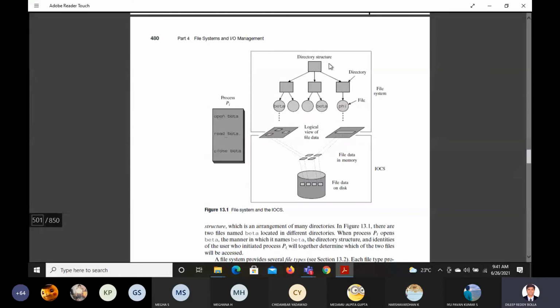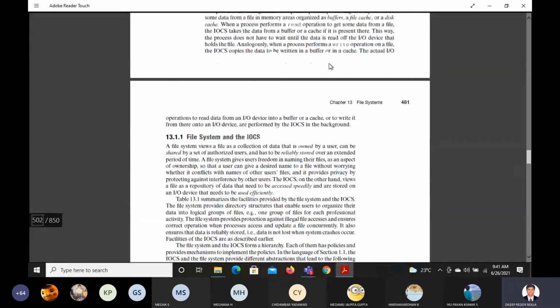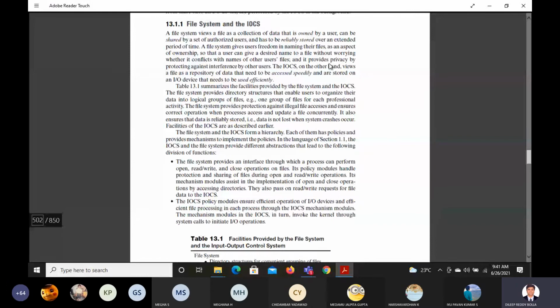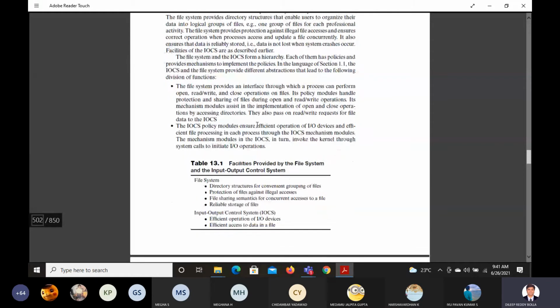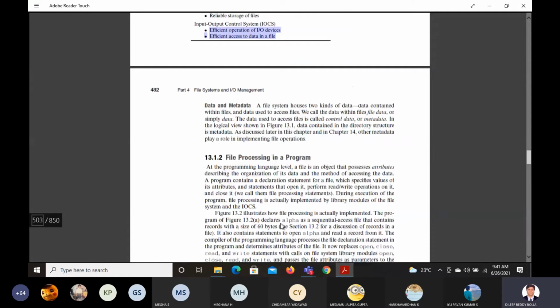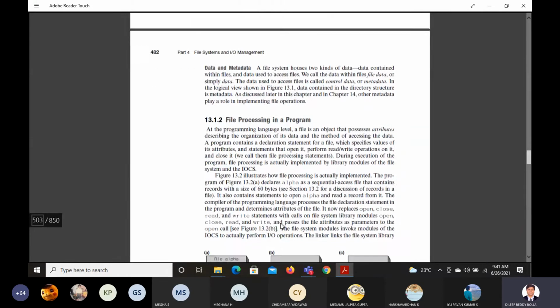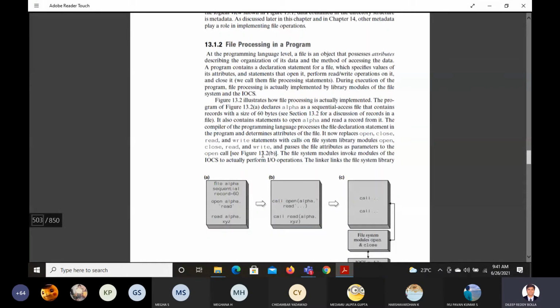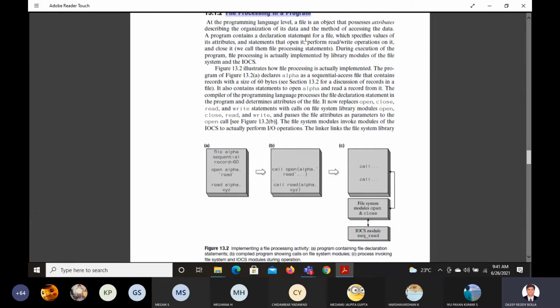The diagram we have shown, right? Overview of the file systems. File systems and IOCS, this concept, this much is good enough. File system and IOCS is the first concept here. You should read all this, and you should read the facilities provided by input and output. These are file system facilities, these are IOCS facilities. Followed by file processing in a program, which we have also seen. That is your 13.2 concept. Next we'll go.